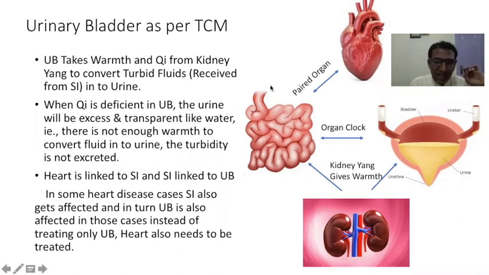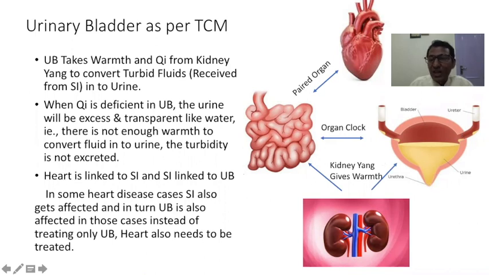Now the second thing is that the small intestine is connected with the heart also. It is a paired organ. In terms of paired organ, the small intestine is connected with the heart. But in terms of organ clock, after small intestine, urinary bladder comes. So if there is a problem in the heart, it impacts its paired organ. And because the paired organ is impacted, it impacts its other organ, which is the urinary bladder. So there will be problems in urine.